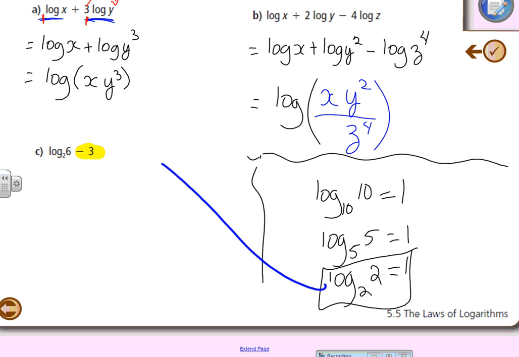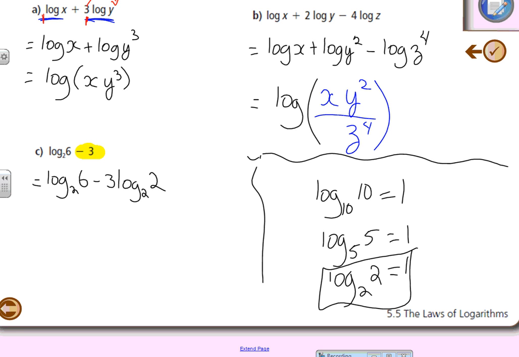So I'm going to take that and multiply it by the 3. It's going to look like this: log base 2 of 6 minus 3 log base 2 of 2. I've multiplied it by 1, but I've got a base 2 log attached to it. Now I'm going to use my rule, but first we've got to take the 3 up as an exponent. So we get log base 2 of 6 minus log base 2 of 2 to the 3, or in other words, log base 2 of 6 minus log base 2 of 8.